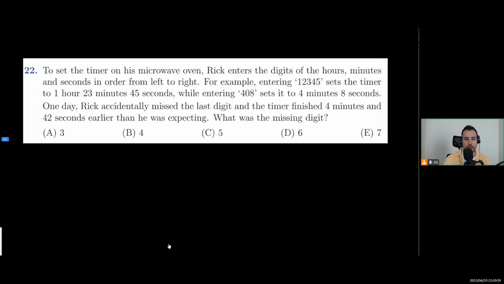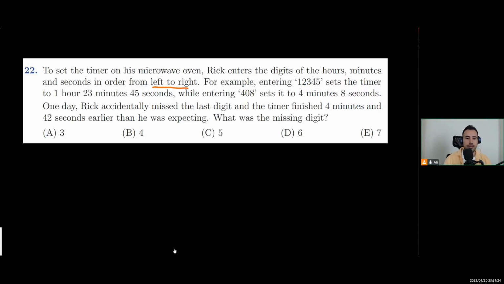So let's read this one. To set the timer on his microwave oven, Rick enters the digits of the hours, minutes and seconds in order from left to right. This is important. For example, entering this sets the timer. See, these two are seconds, these two are minutes, this one is hour.